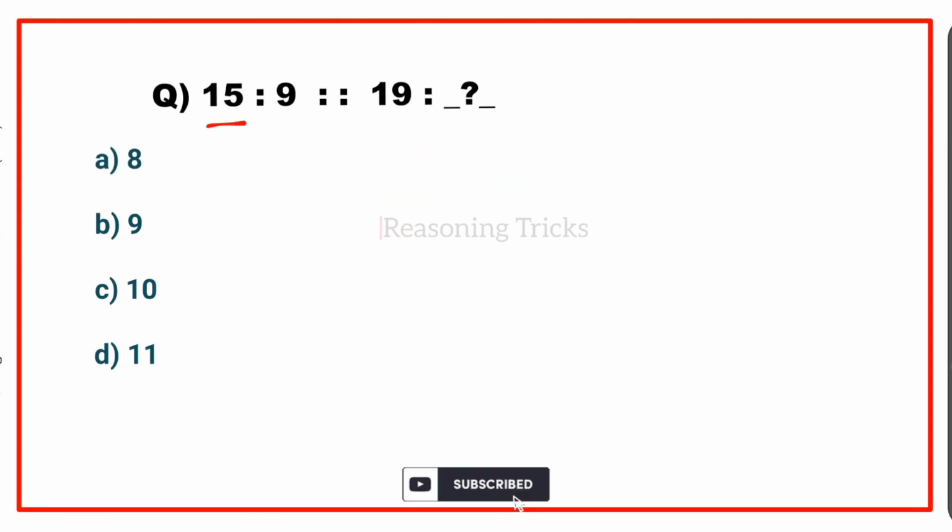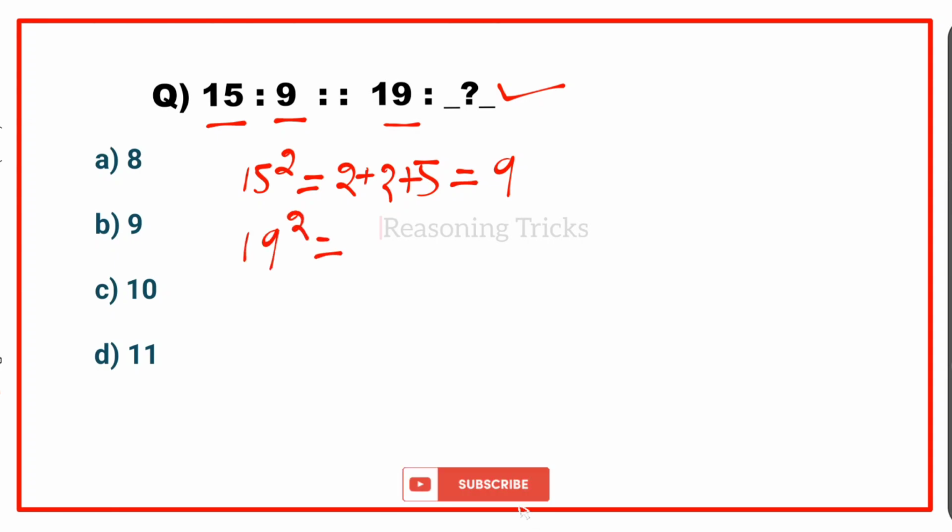Next question. 15 is to 9, then 19 is to question mark. Square of 15 is 225. If we add all digits, 2 plus 2 plus 5, then we get 9. Similarly, square of 19 is equal to 361. If we add all digits, then we get 10. So option C is correct.